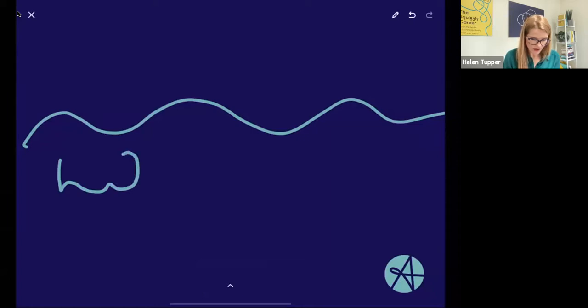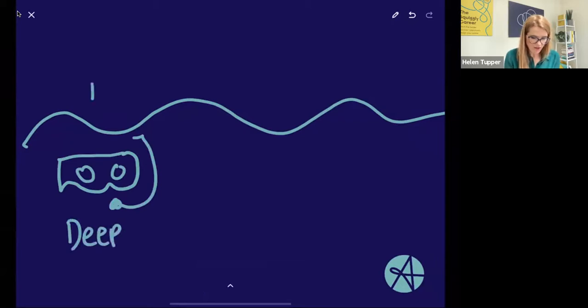So these are our deep questions. These are some very badly drawn snorkels. The deep questions are kind of like level one, where you're diving under the water to find things and discover new insights. The first level are the deep questions. These questions are very factual. They're like, what's happened? Who is involved?